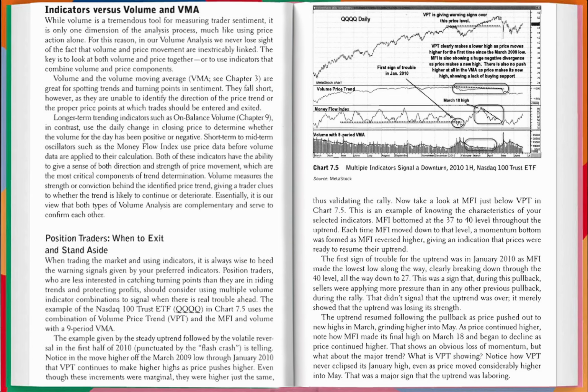The example of the Nasdaq 100 Trust ETF, QQQQ, in Chart 7.5 uses the combination of volume price trend, VPT, and the MFI, and volume with a 9-period VMA. The example given by the steady uptrend followed by the volatile reversal in the first half of 2010, punctuated by the flash crash, is telling. Notice in the move higher off the March 2009 low through January 2010 that VPT continues to make higher highs as price pushes higher. Even though these increments were marginal, they were higher just the same, thus validating the rally.